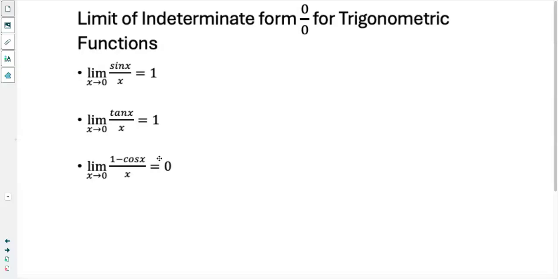That's the case for tan as well. We know tan of 0 is 0, and we're going to 0. With this one, it's slightly different because we know cos of 0 is 1, so this would be 1 minus 1, giving us 0 over 0. So the limit of sine x over x equals 1, tan x over x equals 1, and our limit as x goes to 0 of 1 minus cos x over x gives us 0. Like I mentioned, we will go over the proofs of these on the next few slides.